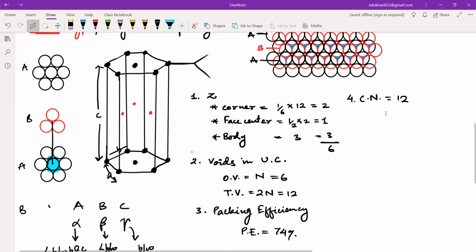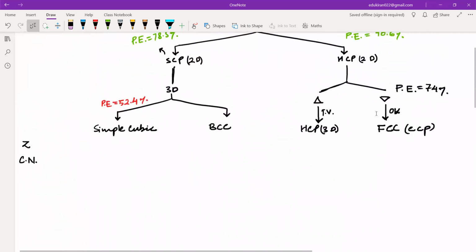Right. So in all of these, simple cubic, BCC, we'll also write the coordination number. Then after the coordination number, we will write the relationship between A and R. And after that, we'll write the packing efficiency. Then we'll write the voids. Okay, so tell me now.